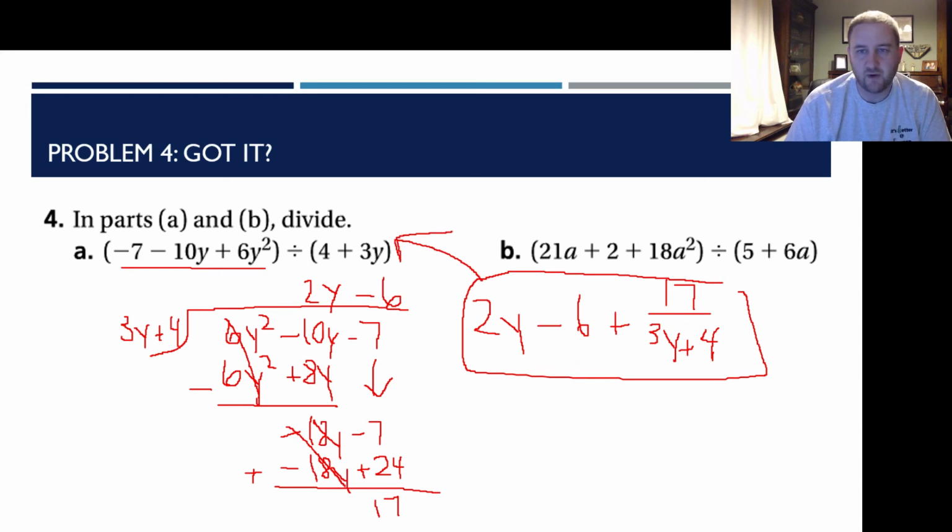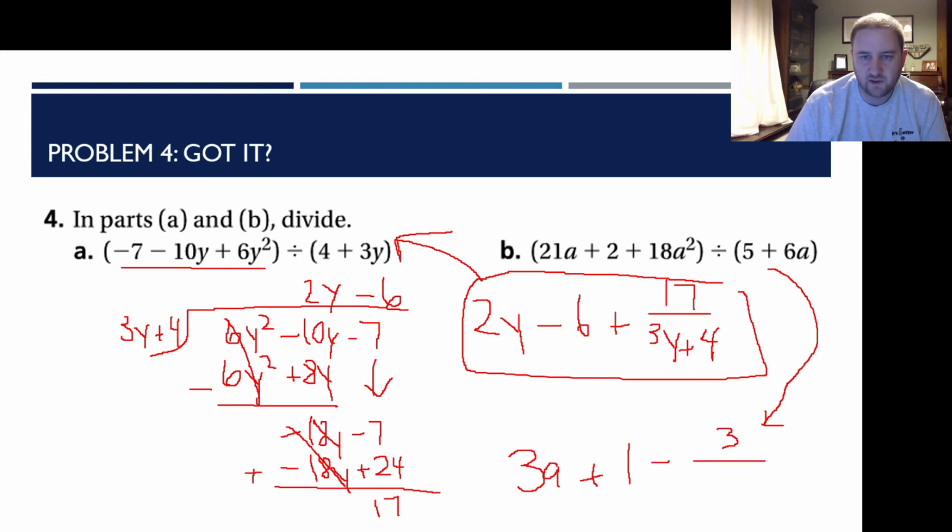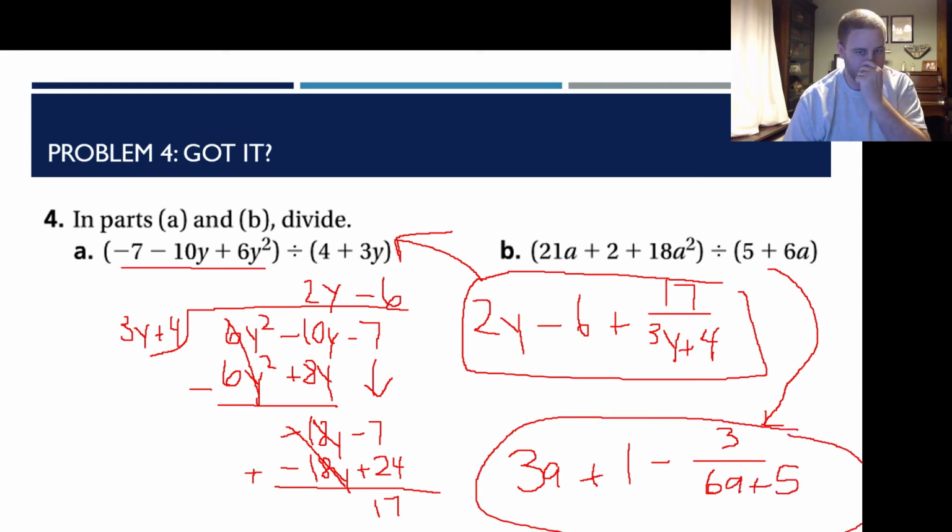Okay. Part B then, I'm not going to go through every step of that, but for part B, the answer is 3a plus 1 minus 3 over 6a plus 5. Okay, so hopefully you got that for part B. If you have any questions over either of these, feel free to shoot me an email and ask. Or remember, today at 1 o'clock you do have the live Q&A session with me on Canvas, so feel free to swing by on Canvas at 1 o'clock and you can ask any question that you might have, and I'll be happy to answer.